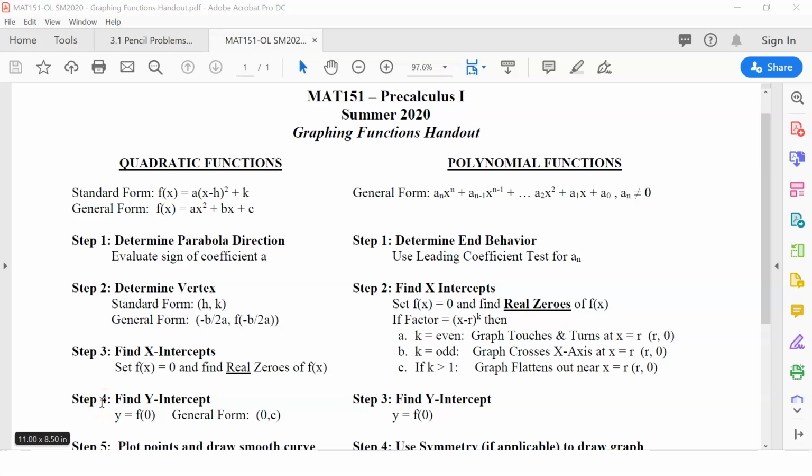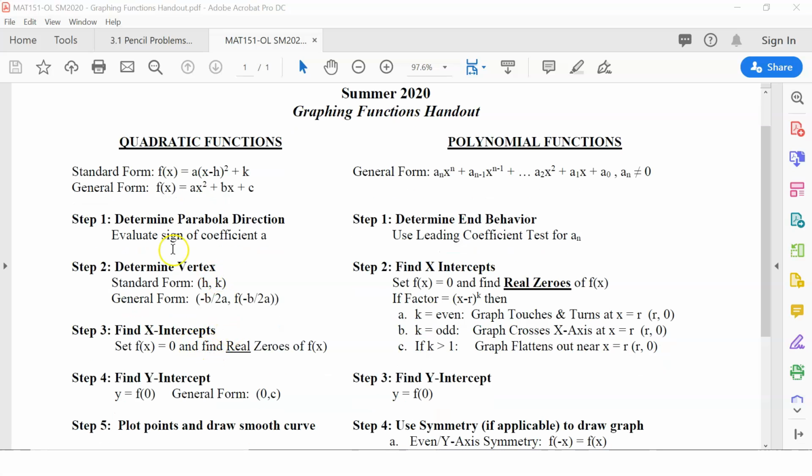In section 3.1, we're going to start graphing quadratic functions. I've uploaded this graphing functions handout to our Blackboard site. For section 3.1, we'll focus on the left-hand column here on quadratic functions. In section 3.2, we'll be looking at the graphs of polynomial functions. That's what you see to the right here. But for now, we'll just focus on quadratic functions.